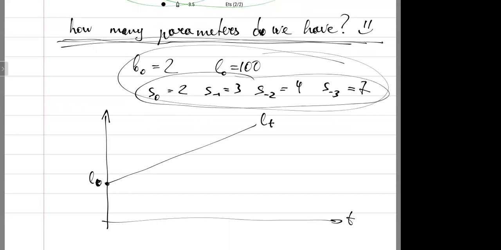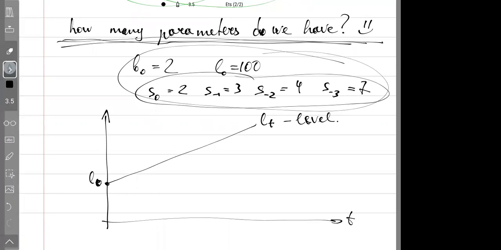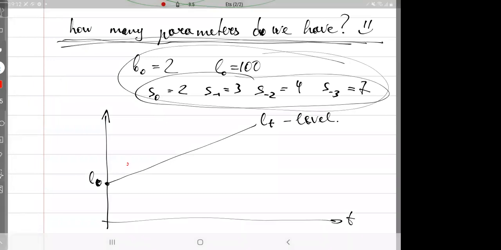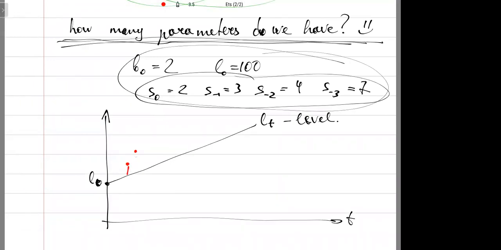And because your seasonal effects are always positive, that will be the level. And your actual observed YT will be 2 units higher, 3 units higher, 4 units higher, 7 units higher. Then 2 units higher, 3 units higher, 4 units higher, 7 units higher. And YT will go like that. So this will be YT, and this will be LT.